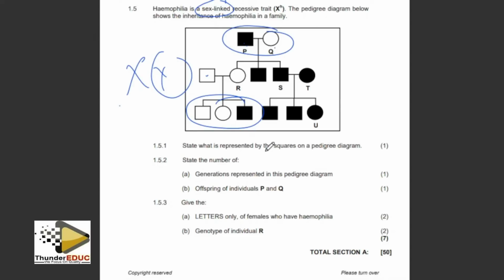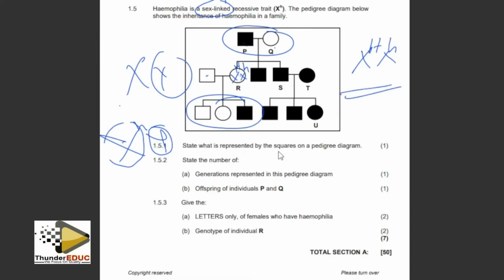Since this one is sick and is a boy, this is a recessive allele. If it's a recessive allele, obviously this can't come from the father, because the father already gave the Y. Therefore, this came from the mother. So the mother is normal but a carrier. So R is going to be X capital H, X small h. And that becomes the answer for that.